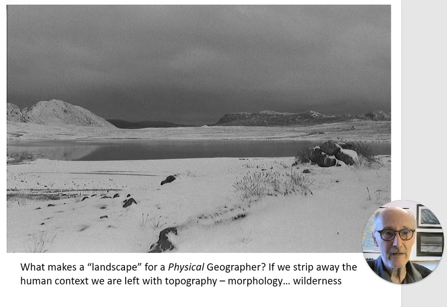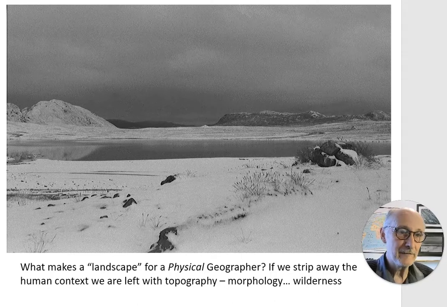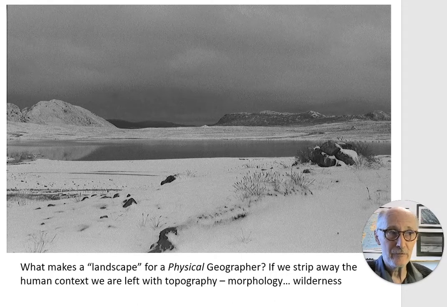And if you can strip away those human layers, what we're left with is the topography, the morphology part, if you like, of geomorphology, the shape of the landscape. And if you've stripped away a lot of those human components, then we're often looking at wilderness environments. A lot of physical geographers do like to work in wilderness environments, not just because of the lack of people, but because the lack of human artifacts enables us to see the landscape more clearly. And that's certainly true of a lot of glaciated landscapes, especially in parts of the world where the glaciers are still present.